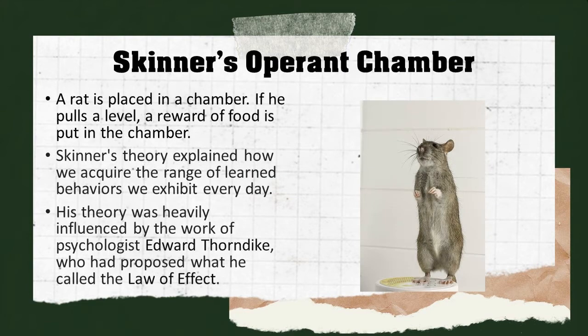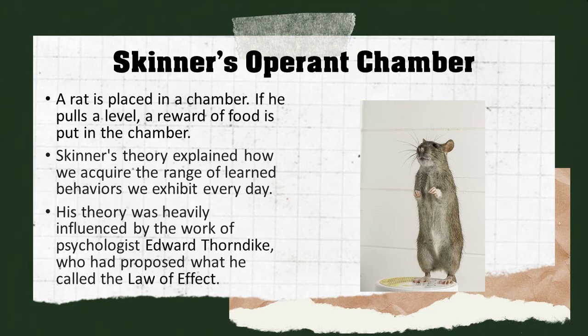Now, in Skinner's operant chamber, a rat is placed in a chamber. If he pulls a lever, a reward of food is put in the chamber. Now this rat associates pulling the lever with food. Skinner's theory explained how we acquire the range of learned behaviors we exhibit every day.